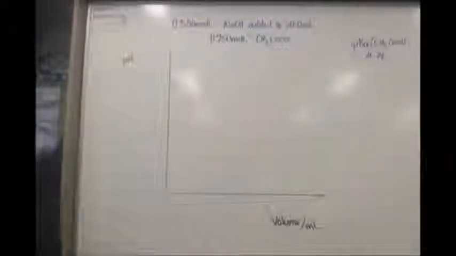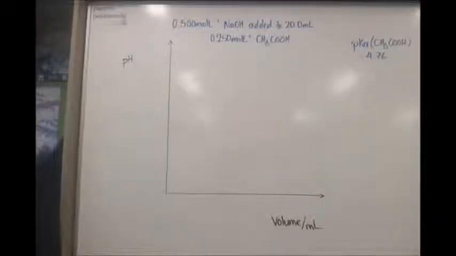One question in your exam is going to be about a titration and the sketching of a titration curve to show what's happening at different volumes of the stuff being added from the burette. So I'm going to use this example here, 0.500 moles per litre of sodium hydroxide being added to 20.0 mL of 0.250 moles per litre ethanoic acid.